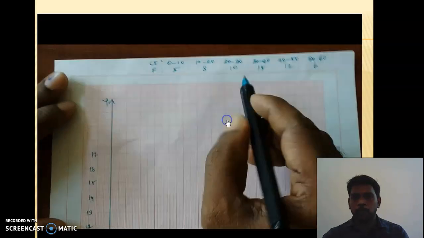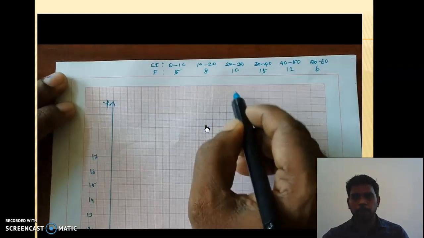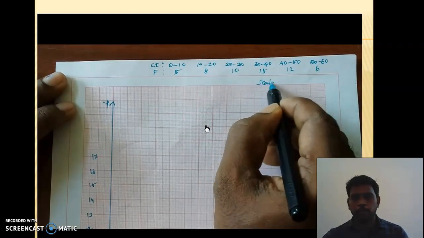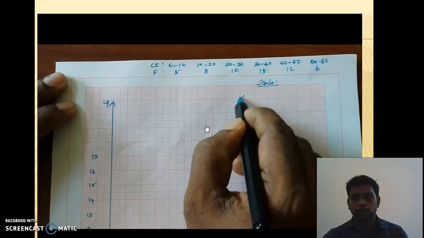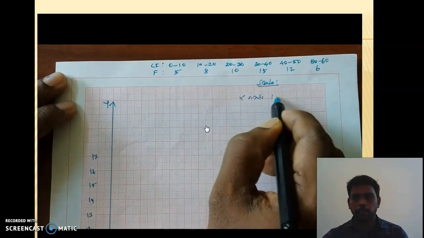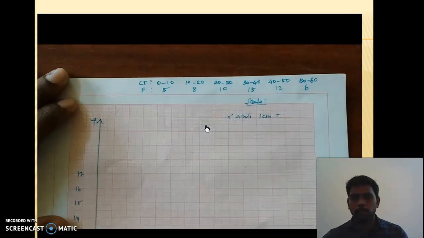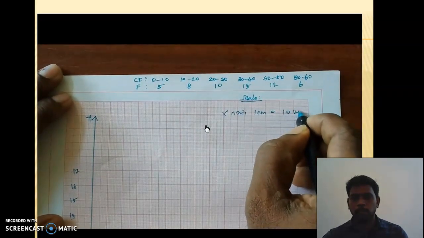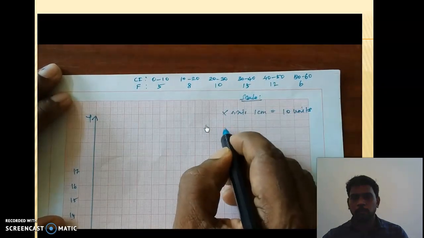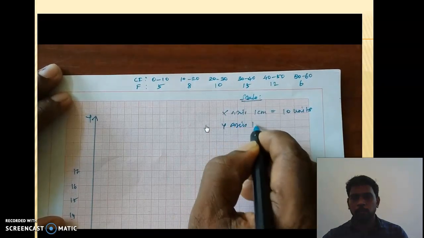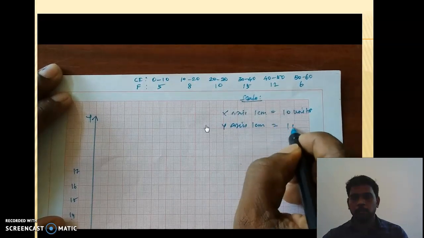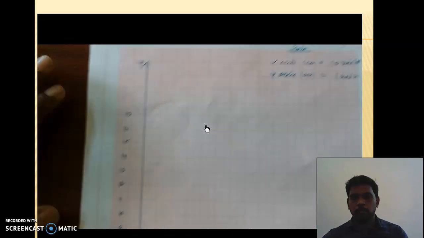Look here, the maximum frequency is 15, not 12. Right, the scale. For the x-axis, 1 centimeter equals 10 units, as I took 10, 20, 30, 40. And similarly for the y-axis, 1 centimeter equals 1 unit. I took it like that.